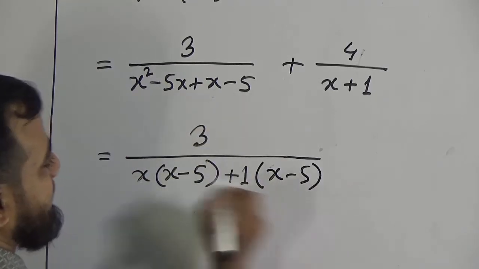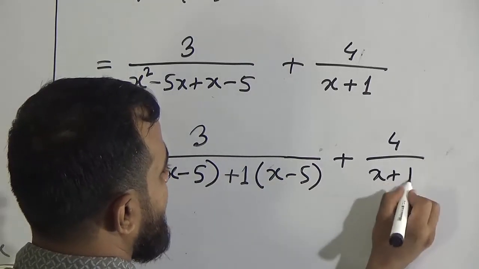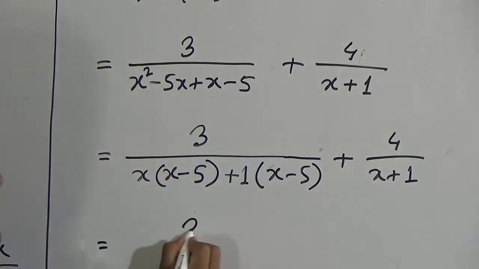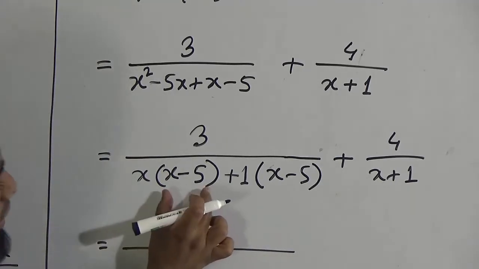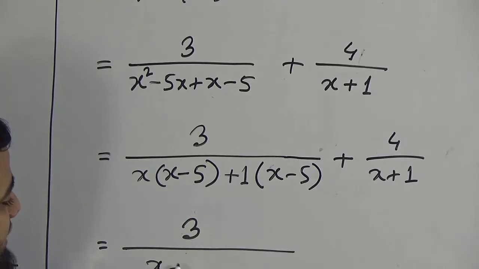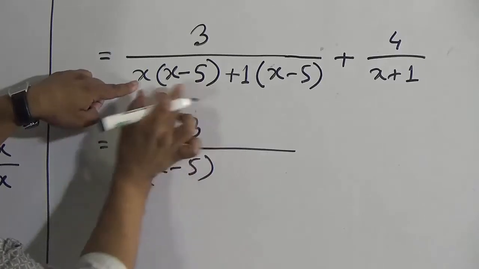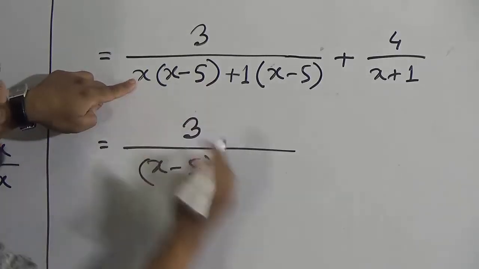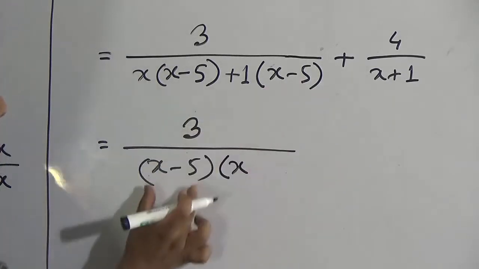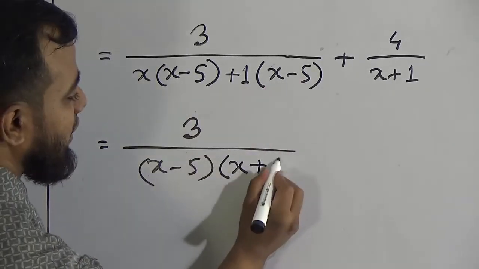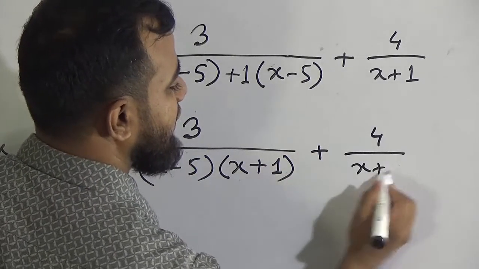Okay, x minus 5. Now in the second fraction, 4 over x plus 1 remains unchanged. Now 3 as a numerator. Now in the denominator we can take x minus 5 as common. If we take x minus 5 as common from the first and second term, then from the first term x remains here, and from the second term we will have plus 1 remaining there. Okay, now the second fraction remains unchanged.